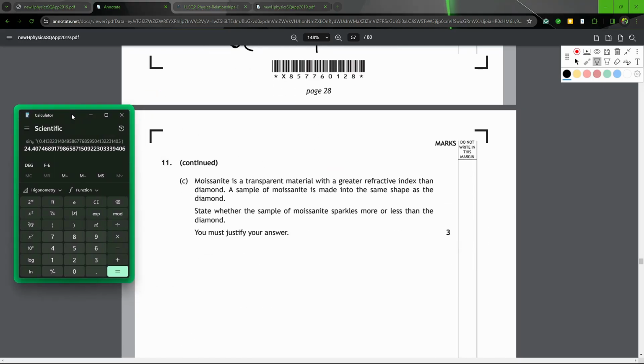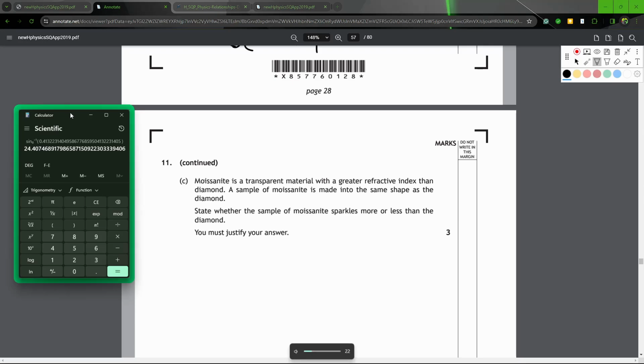Moissanite is a transparent material of a greater refractive index than diamond. A sample of moissanite is made of the same shape as the diamond. State whether the sample of moissanite sparkles more or less than diamond. You must justify your answer.